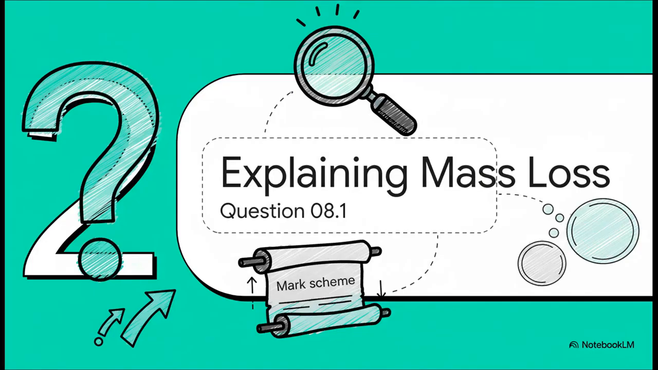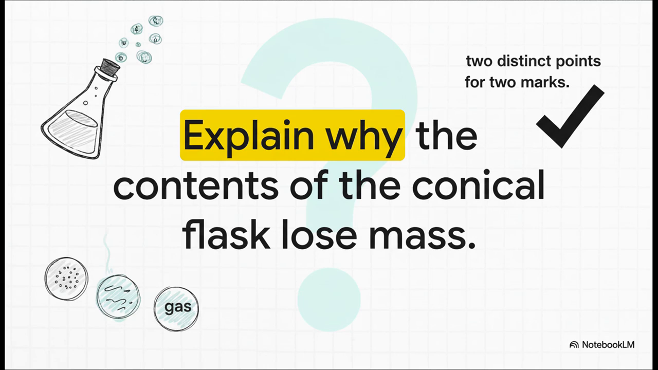Right, let's get into the first part of the question, 8.1. This is your classic 2-mark explain why kind of question. Okay, have a think. Why is the mass reading on the balance going down? You need to think about the products of this reaction. What is being made that can actually leave the flask? Remember, 2 marks means they are looking for 2 clear, distinct points.